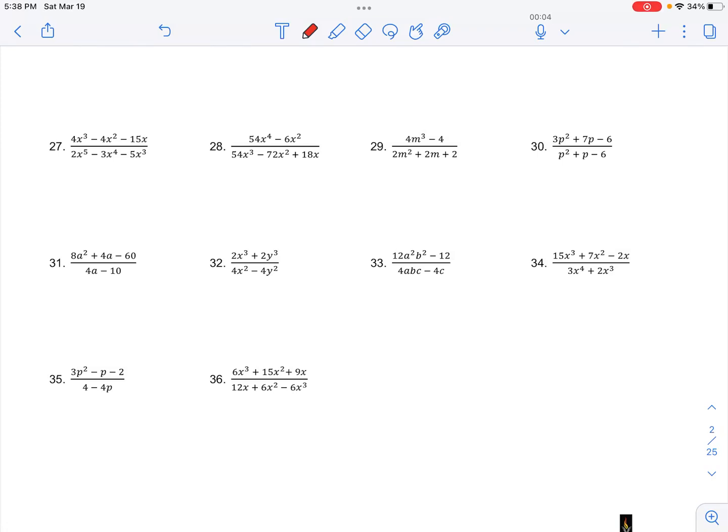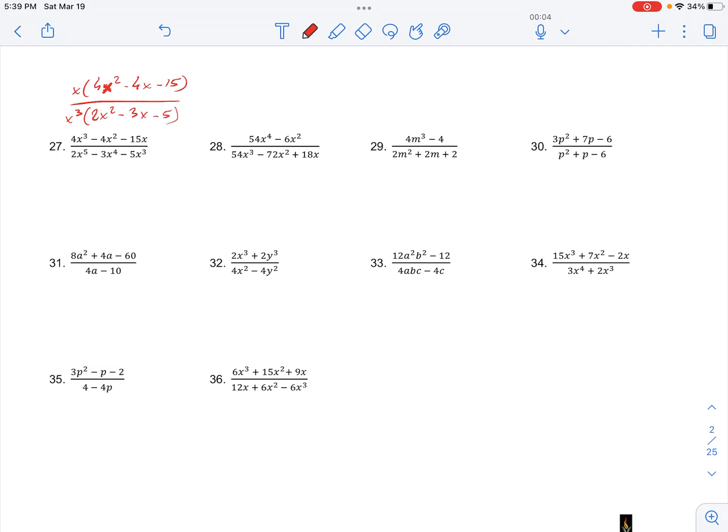In number 27 in your classwork for simplifying rational expressions, I ask you to simplify the fraction. So we're going to pull out the greatest common factor in the numerator. So we're going to have an x out in front of 4x squared minus 4x minus 15 over, pulling out the greatest common factor of x cubed in the denominator. We're left with 2x squared minus 3x minus 5.